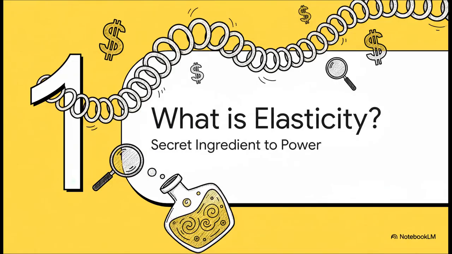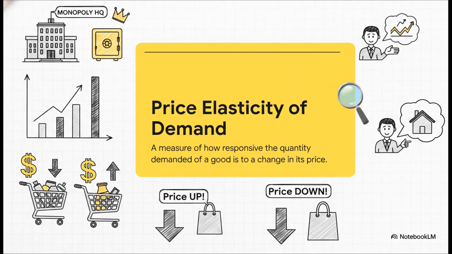Okay, so before we can even start measuring a monopoly, we have to get our heads around the single most important idea behind its power. And that idea is elasticity. This is the secret ingredient that determines just how much a company can get away with charging you. So what is it exactly?